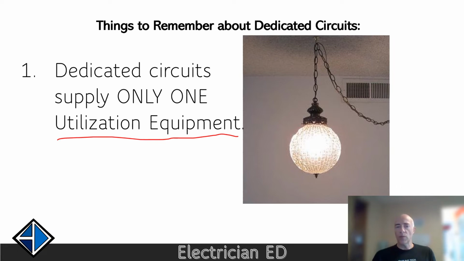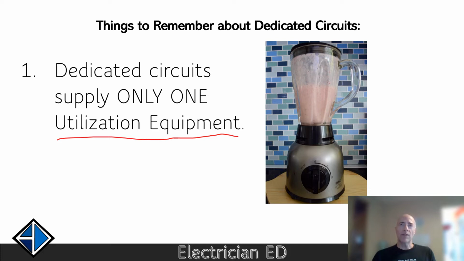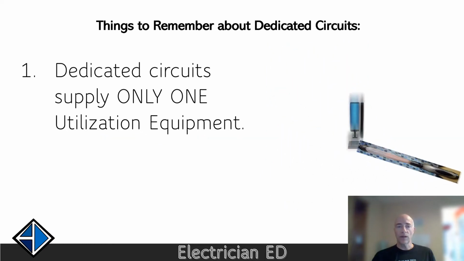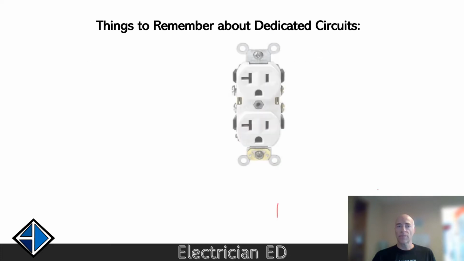Here's another utilization equipment, a luminaire, a light. I would say that luminaire was fastened in place. Blenders are a type of utilization equipment, and in this case, it's not fastened in place. This is actually a good example because it's a kitchen appliance, and that'll play into the rules later as well. Here's another example. Anything that uses electricity is a utilization equipment.